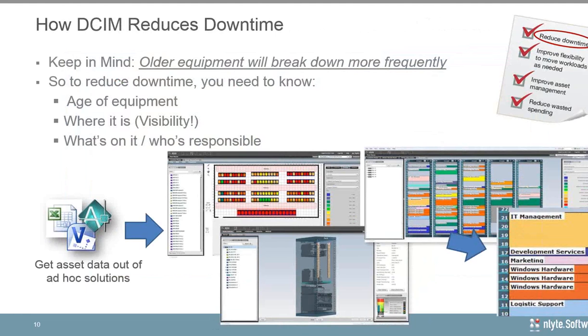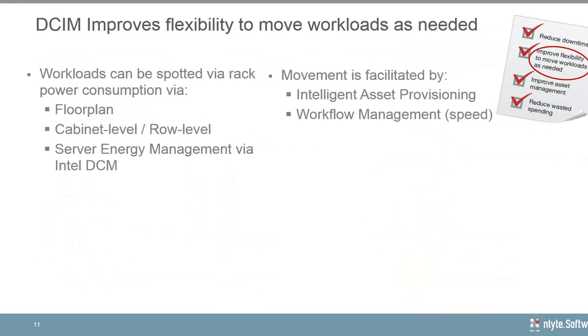And so you want to be able to visualize that and say, okay, all the marketing servers from this initiative, they're such and such old. They're getting ready to expire. They should be decommissioned. The next item is moving flexibility around.